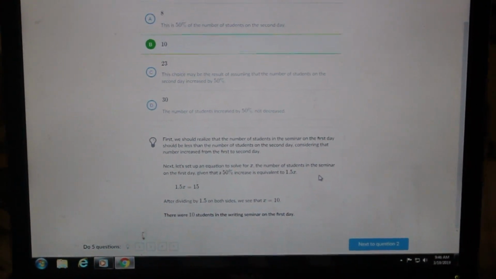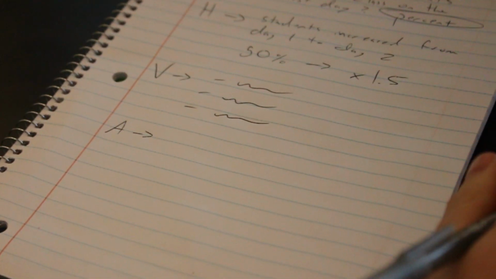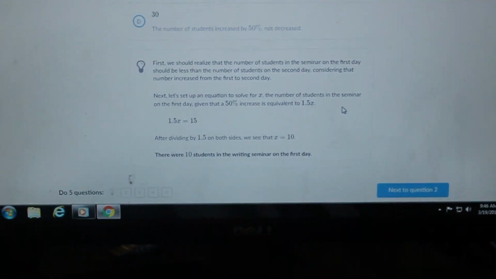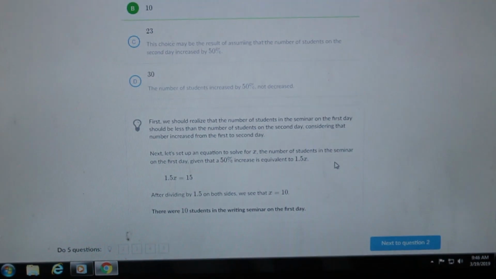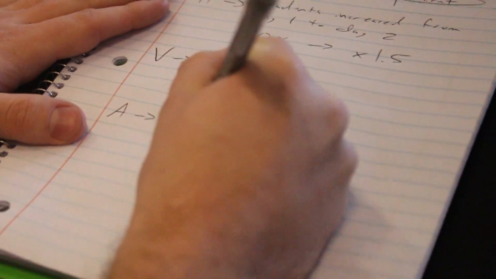Oh, I guessed right. But either way, you're going to guess, and then you're going to add one last section here called A, answer, where you write what the answer was. So it turned out that we had to take the 15 students and divide by the 1.5 change to get how many students there were originally. 10.